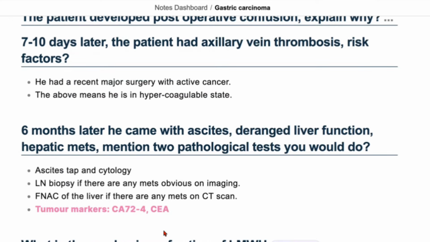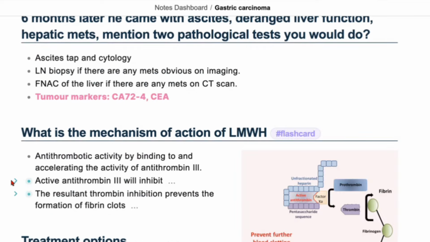What's the mechanism of action of low molecular weight heparin? So low molecular weight heparin, such as tinzaparin, affects the direct pathway. So it would affect essentially factor 10A and then the conversion of fibrinogen. That's fine. We'll come to this.